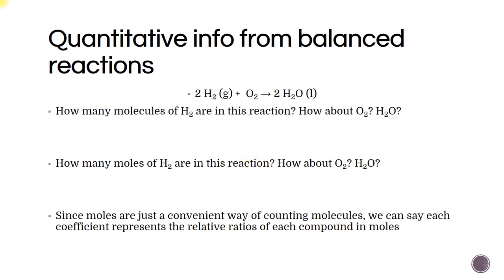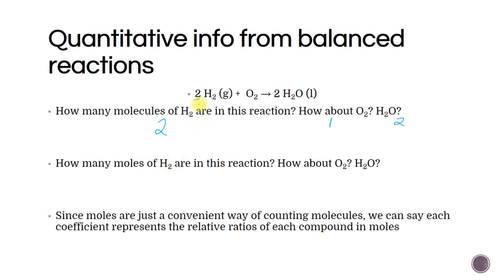So we can think about a balanced reaction in many different ways depending on what's convenient. If I want to picture what's happening on an individual level, I would think about molecules. So in this case, we have 2 molecules of H2. That's what the coefficient here means. We also have 1 molecule of O2, and it produces 2 molecules of H2O.